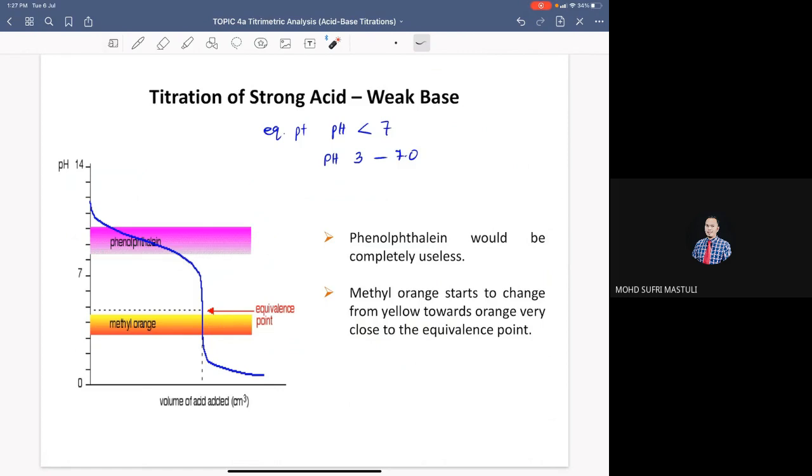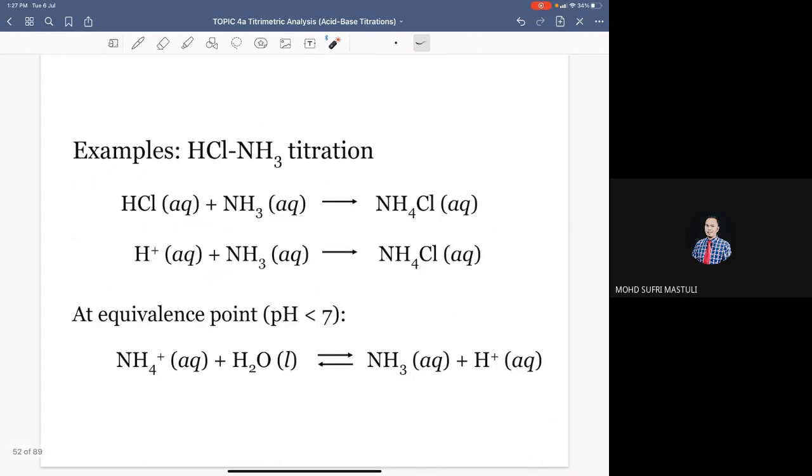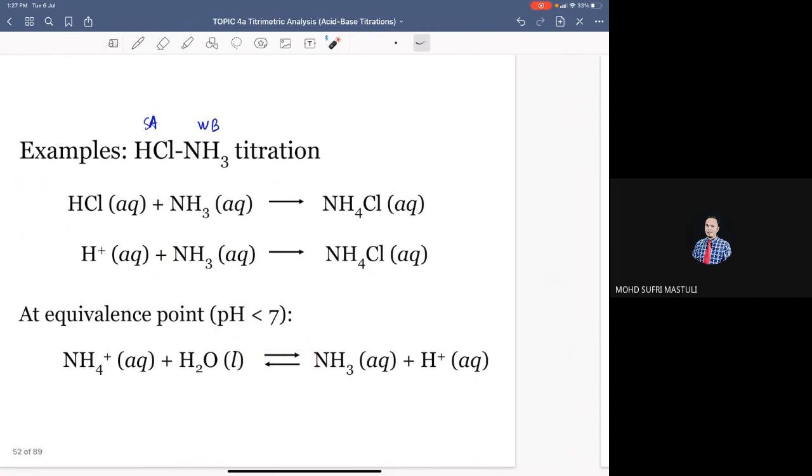close to equivalent point. So hydrochloric acid and ammonia titration is one of the examples of strong acid with weak base. Okay, so strong acid, the proton will react with ammonia because it's a weak base. So the equivalent point is less than 7 because it is a reversible reaction.